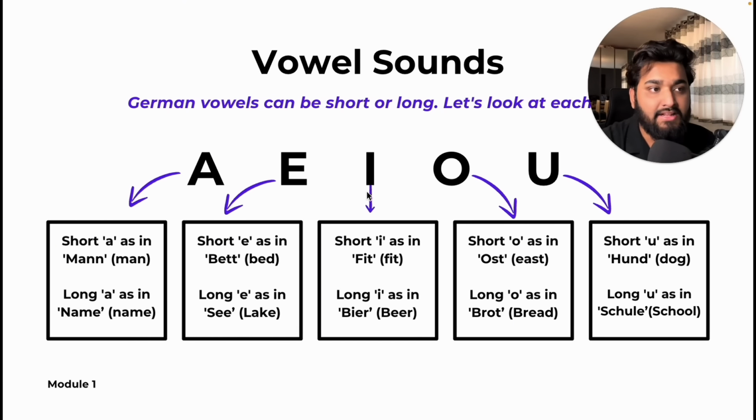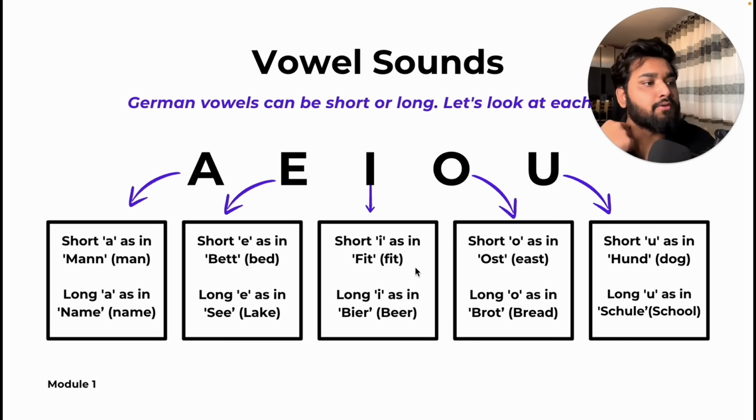So then you have E. Short E as in fit. It's like the normal one, fit. But long E as in Bier. Bier. You see, you have to give some kind of pressure. That's why long E in Bier, short E in fit.